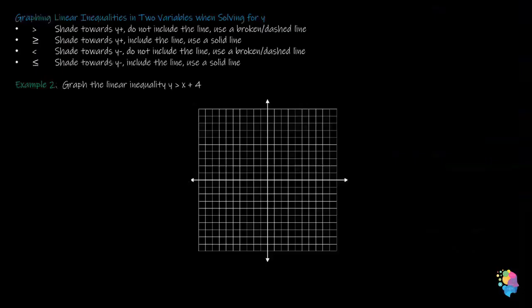From what I saw in the graphing calculator, I can say that graphing linear inequalities in two variables when solving for y will take the following. If it's greater than, I'm going to shade upwards towards the positive y, but since it's greater than only, I'm not going to include the line.